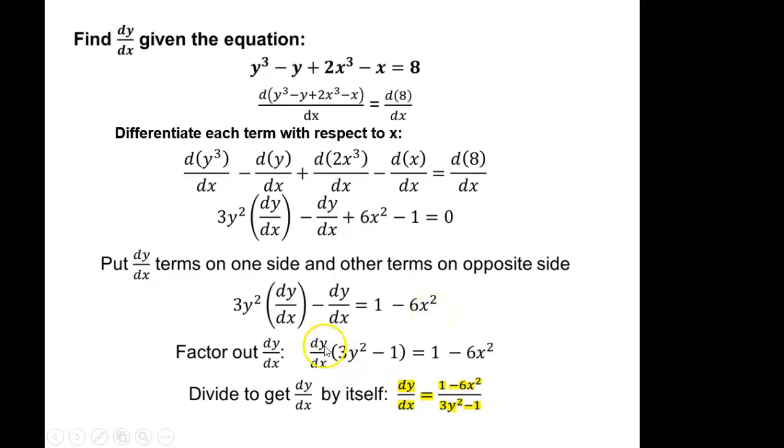Okay, and then I'm still trying to solve for dy dx. So after I have it factored out, I'm going to divide away this part. So I'll divide both sides by the 3y squared minus 1. And so the left side will be left with dy dx, and the right side with 1 minus 6x squared over 3y squared minus 1.